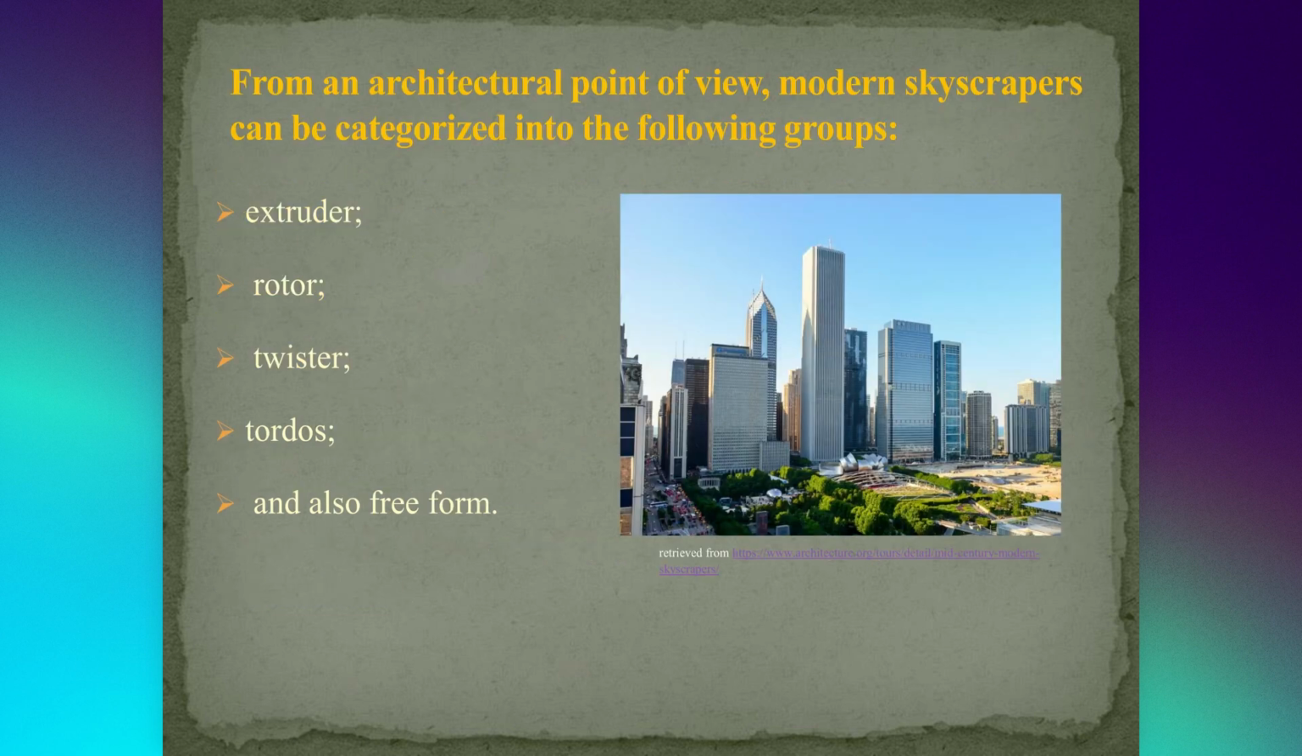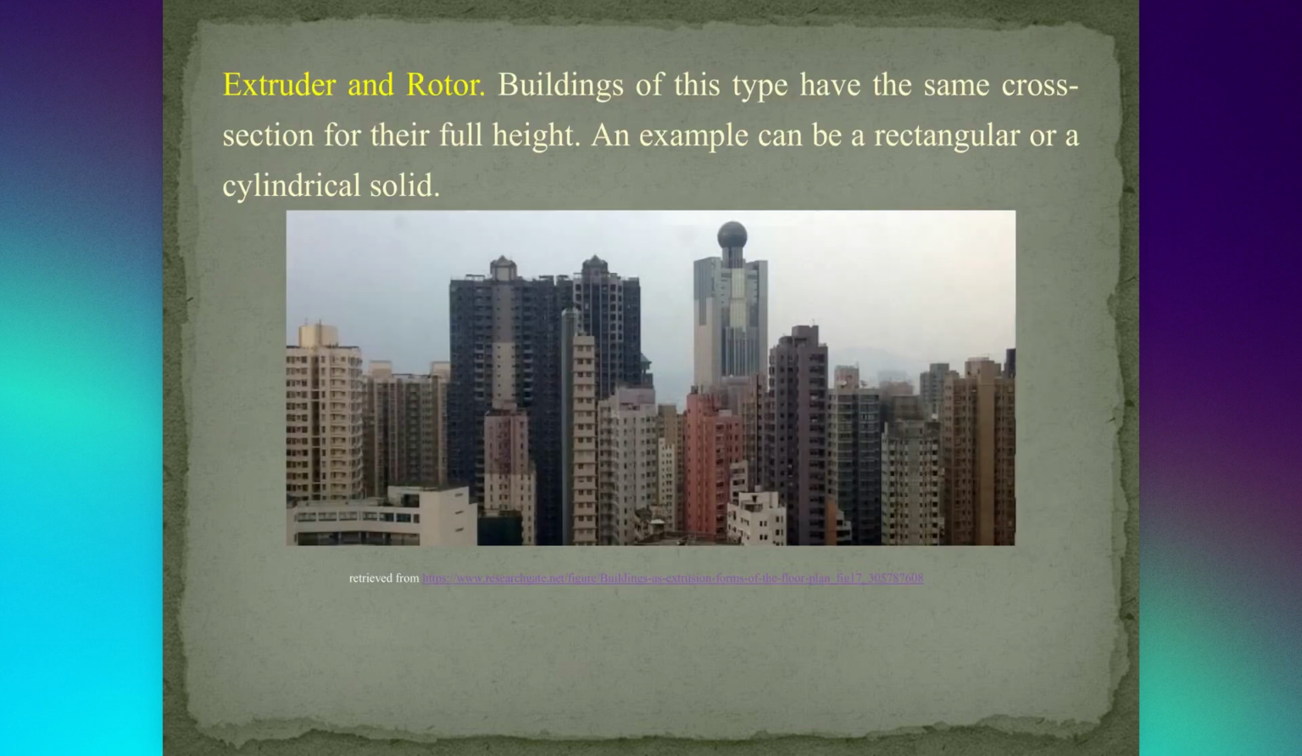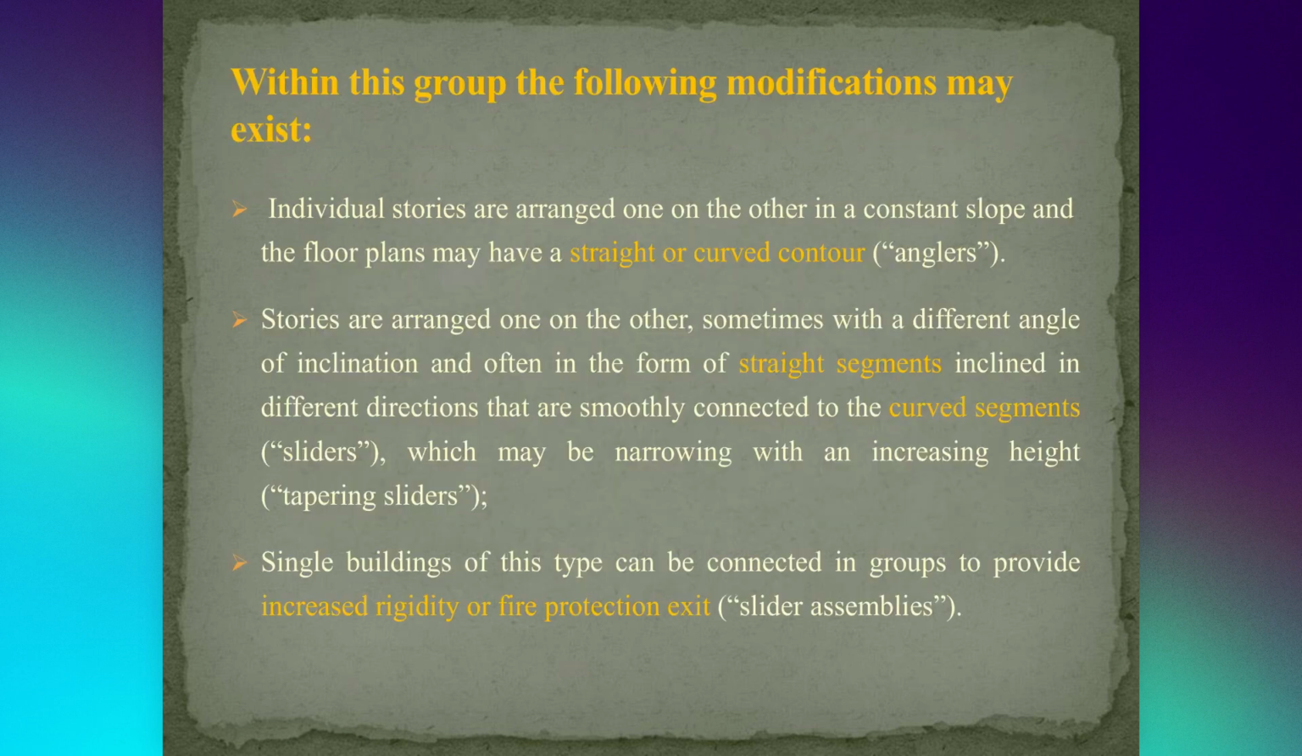From an architectural point of view, modern skyscrapers can be categorized into the following groups: extruder, rotor, twister, torus, and also freeform. Extruder and rotor. Buildings of this type have the same cross-section for their full height. An example can be a rectangular or a cylindrical solid. Within this group, the following modifications may exist.